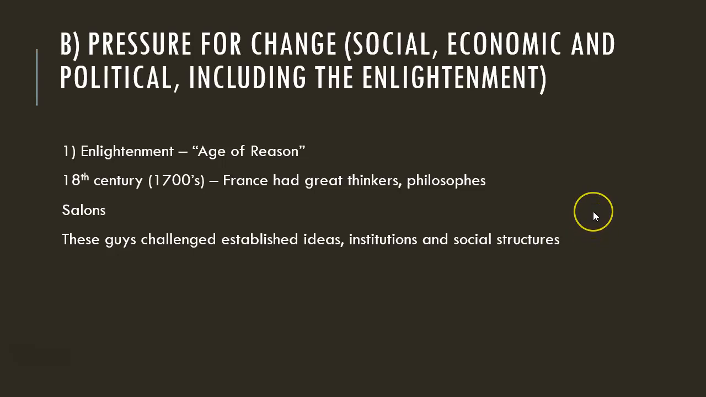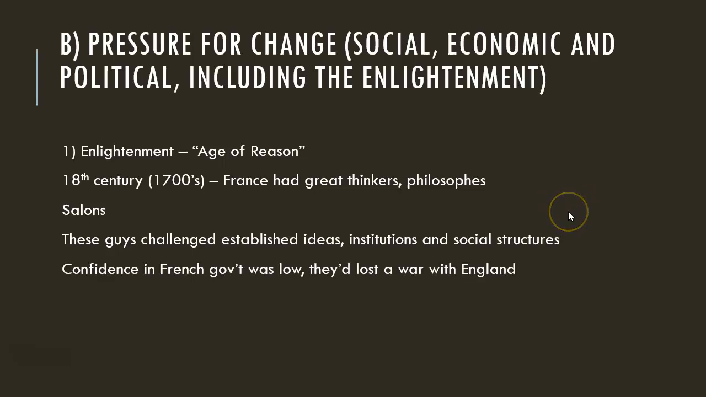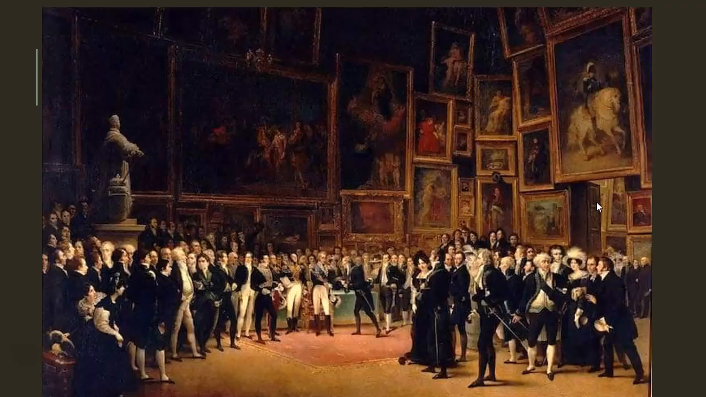And the first fruition of the Enlightenment was the American Revolution. And the French are paying very close attention to that, and they are going to have the second of these revolutions. The way we teach them in history is the American, the French, the Haitian, and then the Industrial Revolution, although it's a revolution of a different sort. The confidence in the French government was low. They'd lost a war with England, and a lot of these upper-class thinkers were disillusioned.